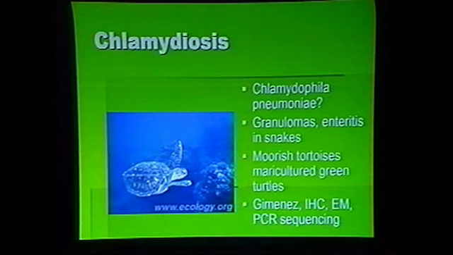Chlamydiosis is a distinct entity in reptiles. Chlamydophila pneumoniae is the agent in snakes. There's also a chlamydia infection that occurs in mariculture reared green turtles, and chlamydiosis has been described in Moorish tortoises as well. Diagnosis is by Gimenez stain in conventional histologic sections, immunohistochemistry, electron microscopy, PCR, and gene sequencing.